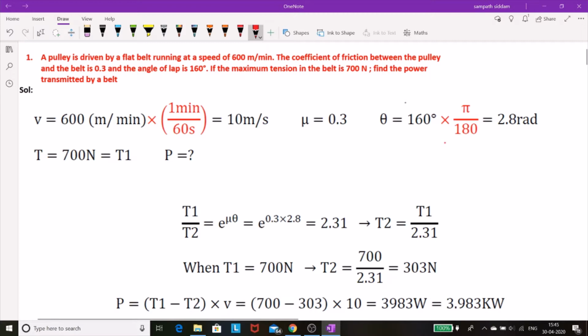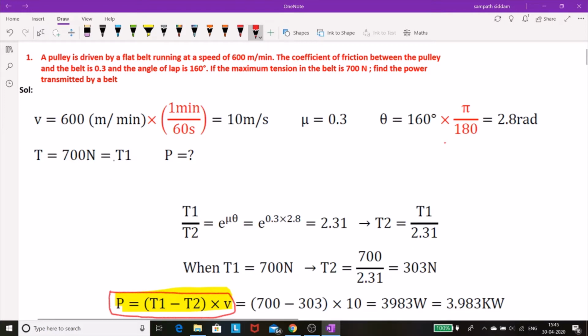So what is the relation to calculate the power? This is a very important formula which is common in all the problems. That is P is equal to (T1 minus T2) into V, the power calculation formula. Here I am just highlighting the formula. This is a very important one. Given the formula, we need to know what T1, T2 and V are. T1 is the tension in the tight side and T2 is the tension in the slack side.